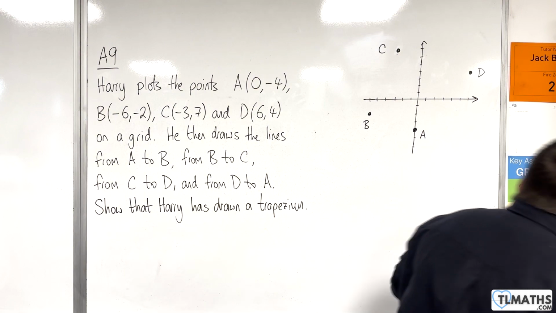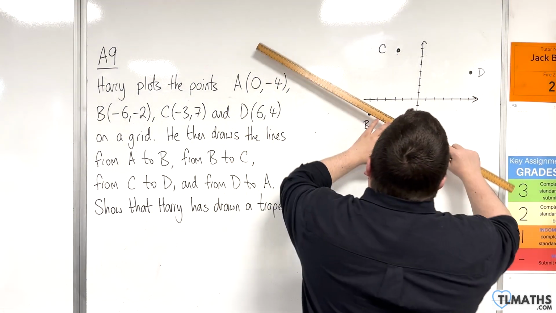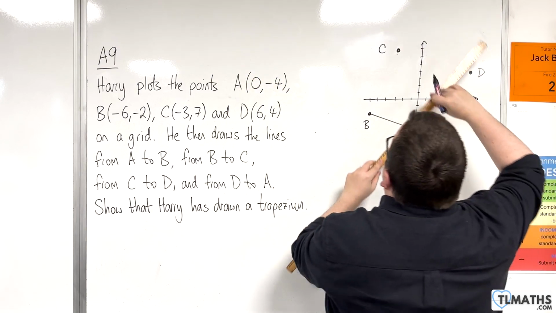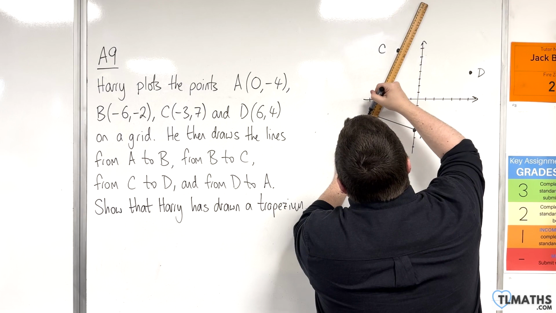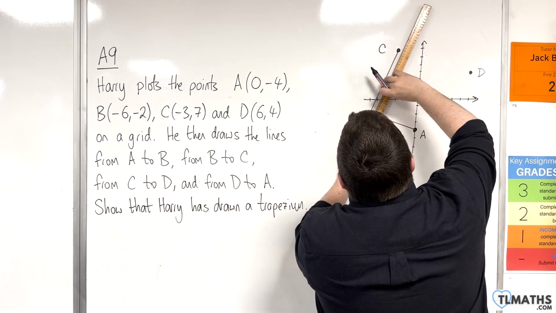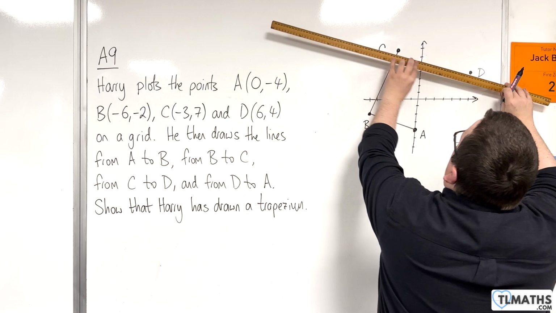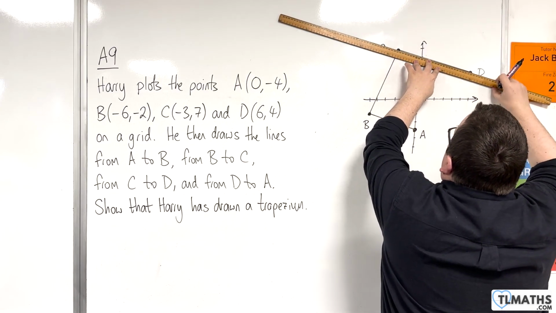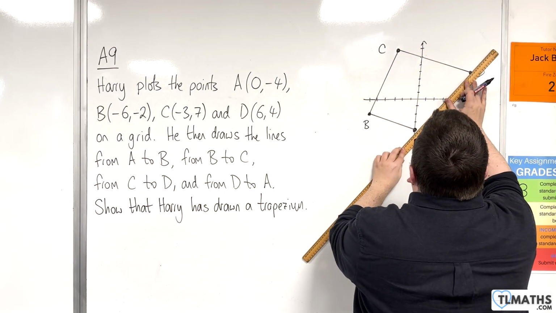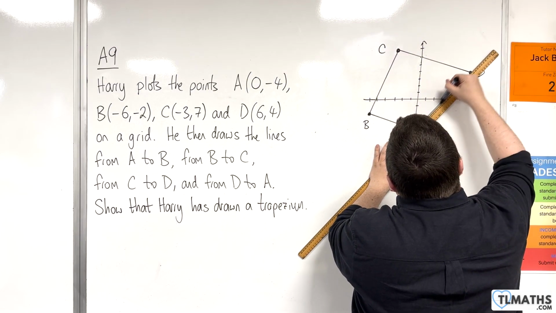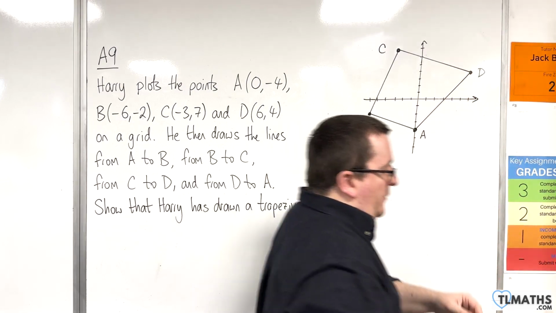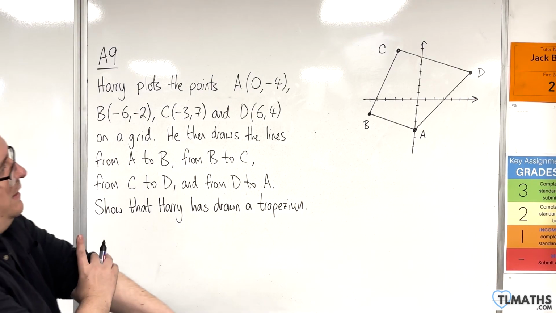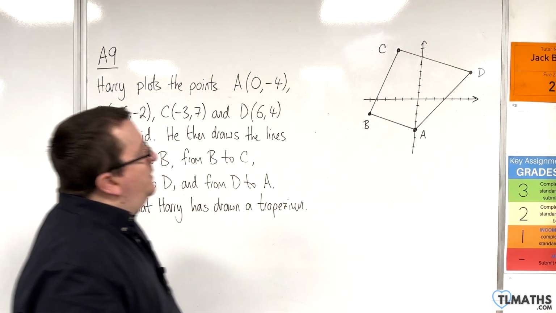Okay, and then he's joined the points up from A to B, so he's drawn on that line, then from B to C, then from C to D, and then from D to A. Okay, so we need to show that that's a trapezium. It kind of looks like a trapezium, but we're going to need to do a bit more work than that.